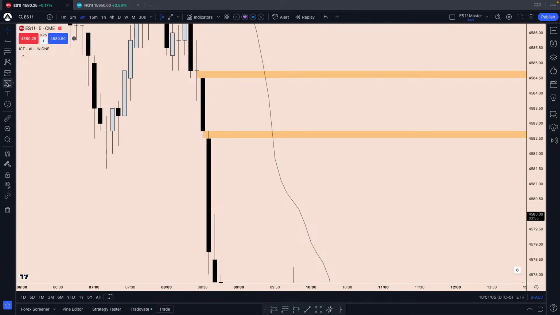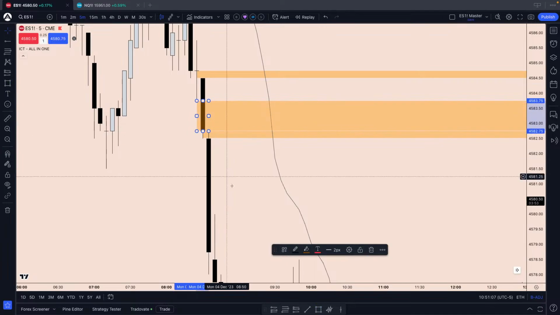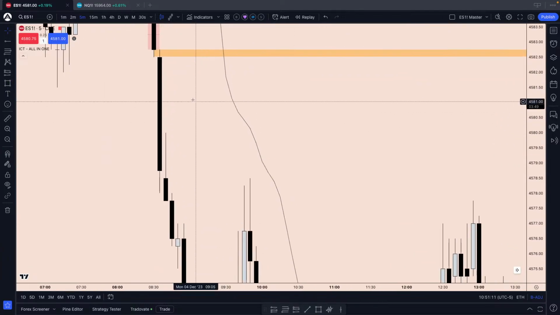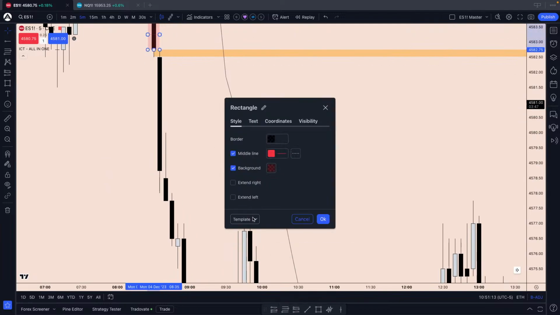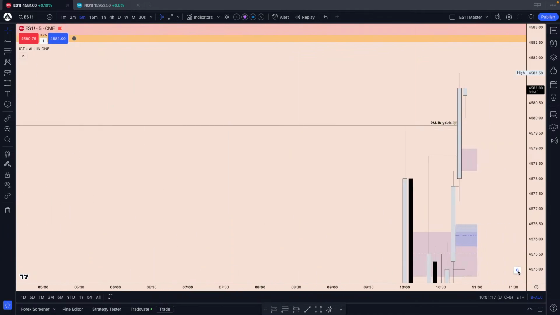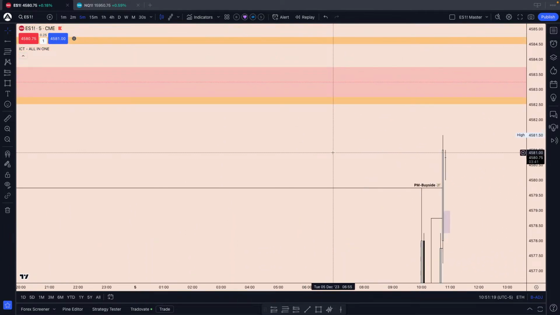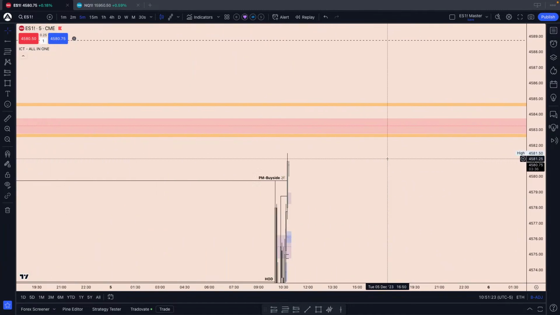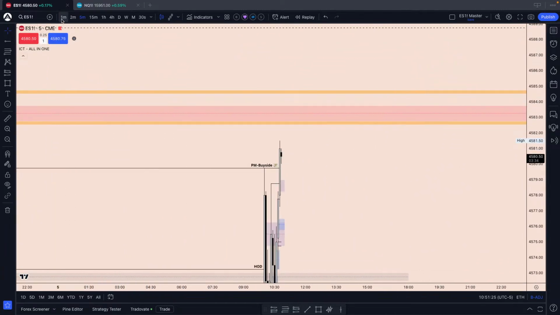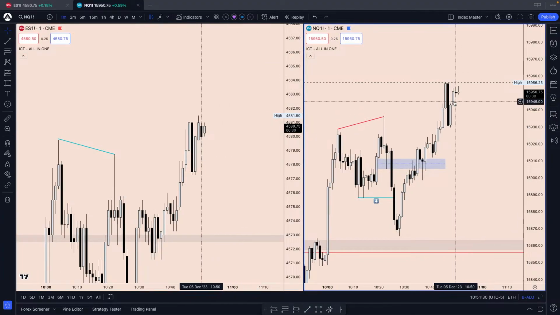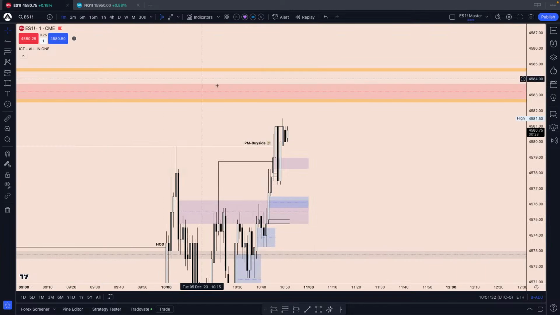Volume imbalance paired with a bearish value gap. That's where we are at right now, I guess. Extend right. Let's go back. Do we still have SMT divergence? Yep. As of right now, we do.